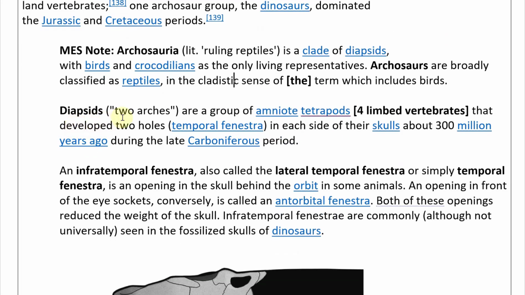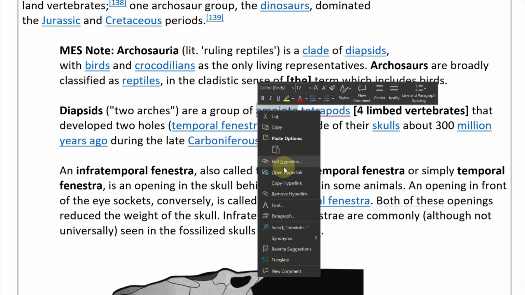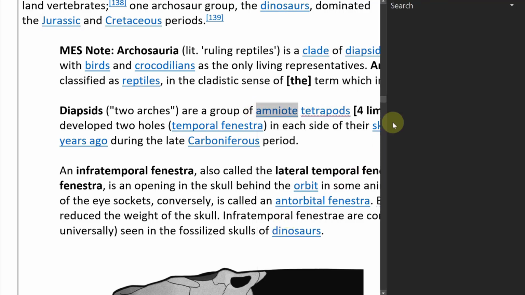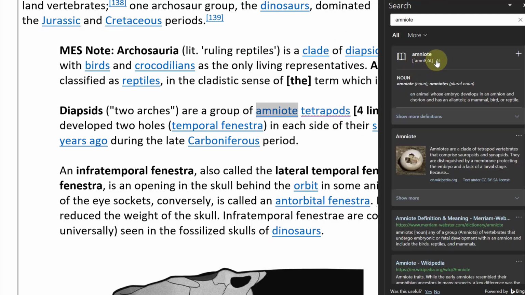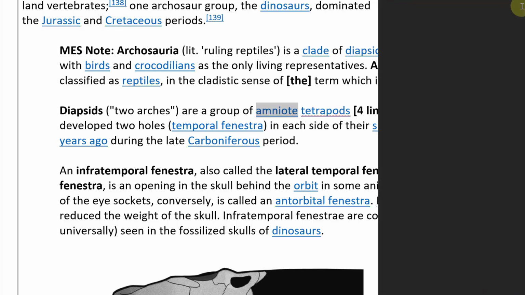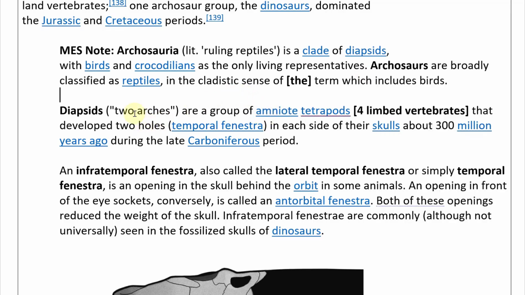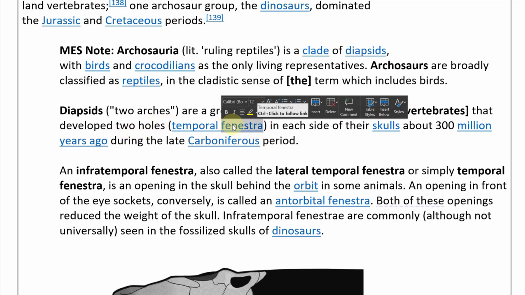And these diapsids, also called two arches, are a group of amniote tetrapods. Let's see if we can find how to pronounce this. So yes, this has saved my life, saved me a lot of time. Amniote. Yeah, so this is amniote. So diapsids, or two arches, are a group of amniote tetrapods, which are four-limbed vertebrates that develop two holes called temporal fenestra. Let's search this up.